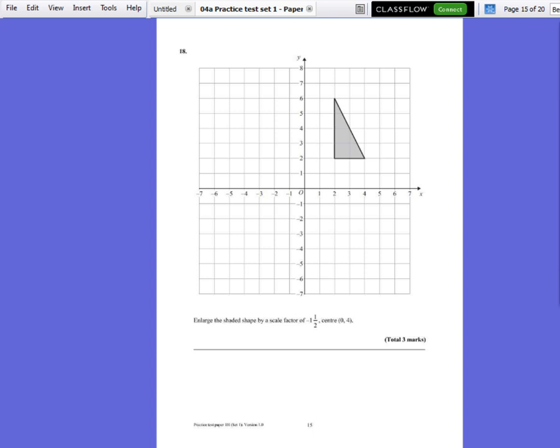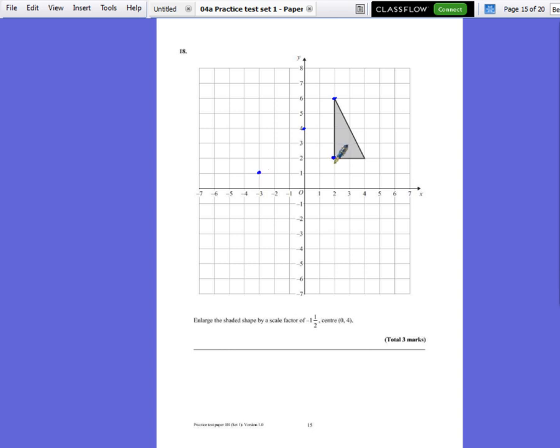Question 18. Enlarge the shape by a scale factor of minus 1.5 with centre 0, 4. So first of all, centre 0, 4 is there. A negative scale factor means you just go in the opposite direction. So if I choose this corner here first, to get to that corner I go 2 right and 2 up. If I multiply that by 1.5, that'd be 3 and 3, and I go in the opposite direction. So I'm going to go 3 left and 3 down to here. So that point would actually go to there.